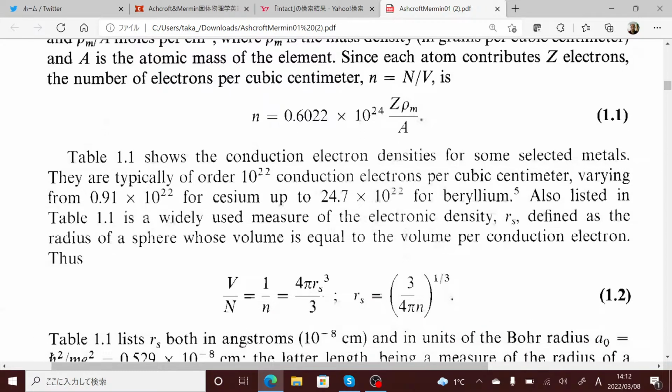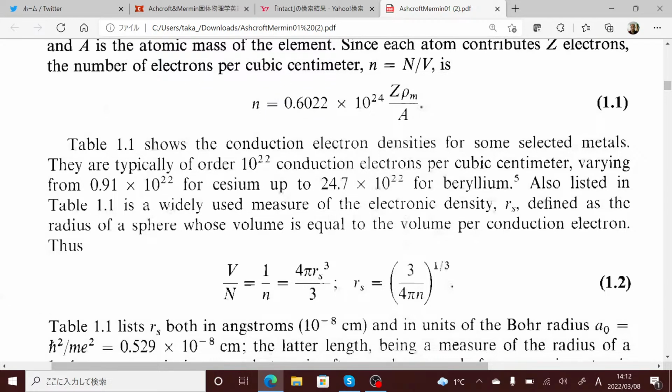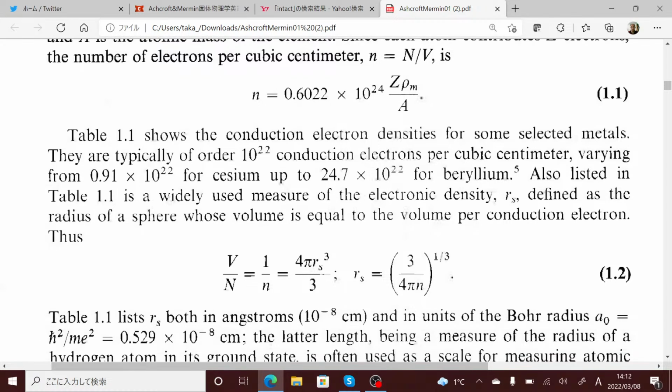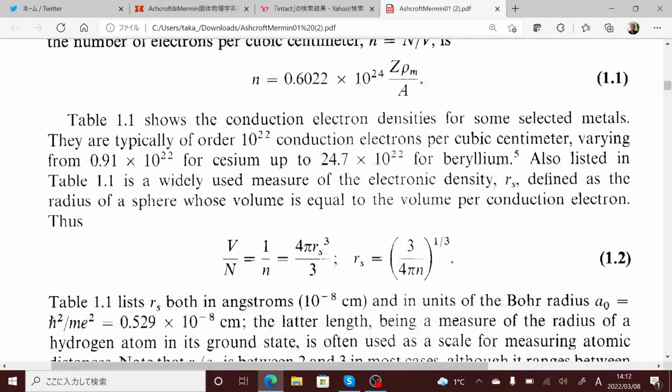Table 1.1 shows the conduction electron densities for some selected metals. They are typically of order 10 to the 22 conduction electrons per cubic centimeter, varying from 0.91 times 10 to the 22 for cesium up to 24.7 times 10 to the 22 for beryllium.